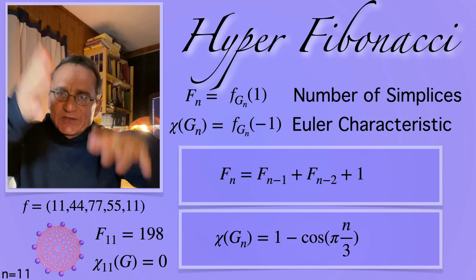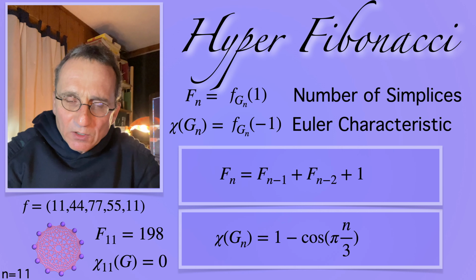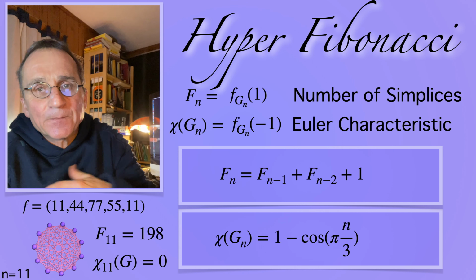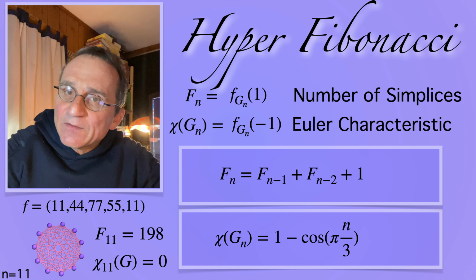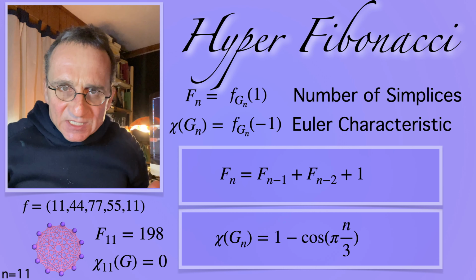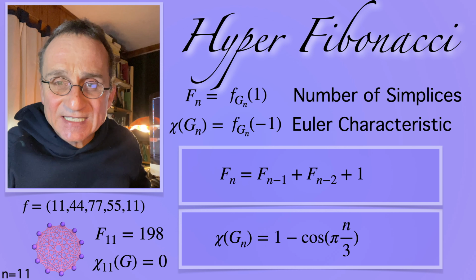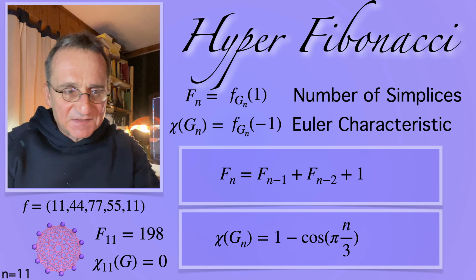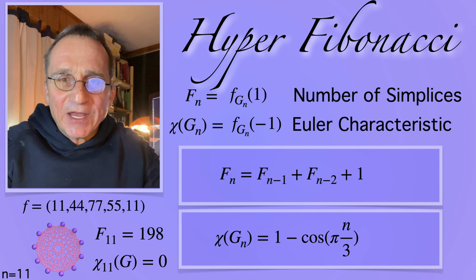And the Euler characteristic, which is the alternating sum of the f_k's, that's the Euler characteristic. This is 6 periodic. You can explicitly give formulas here. And for example, for G11, we have a complex with 198 simplices, and then the Euler characteristic is 0. It's actually a 3-sphere. We have seen that the 3-sphere has Euler characteristic 0, like every odd-dimensional manifold.